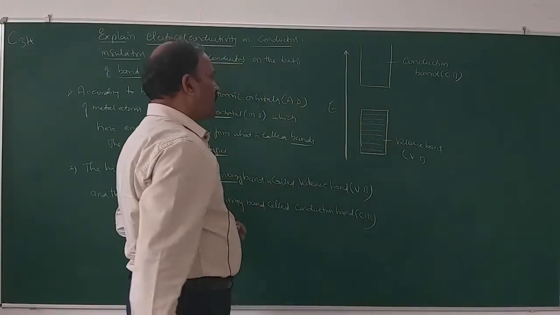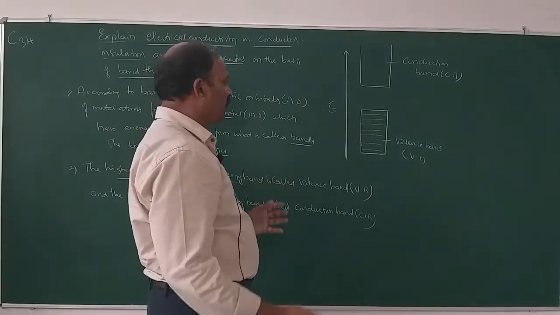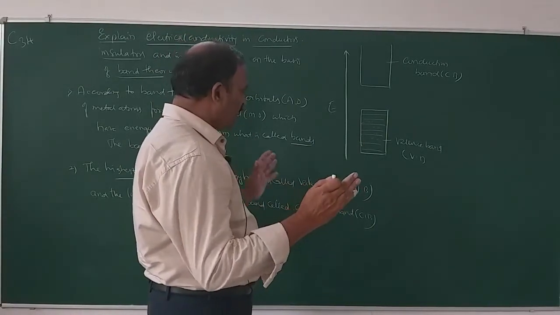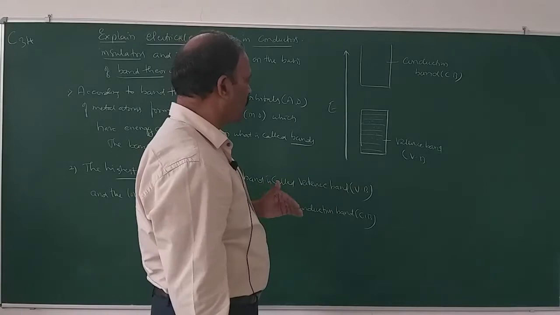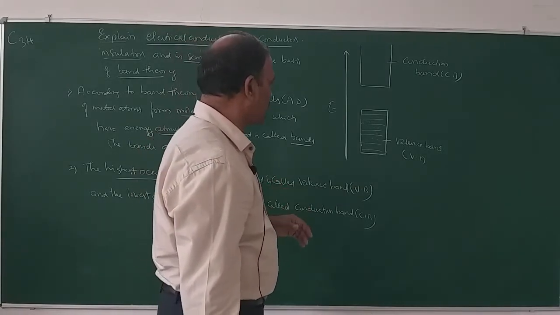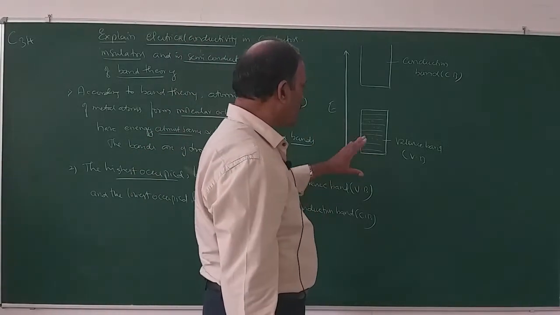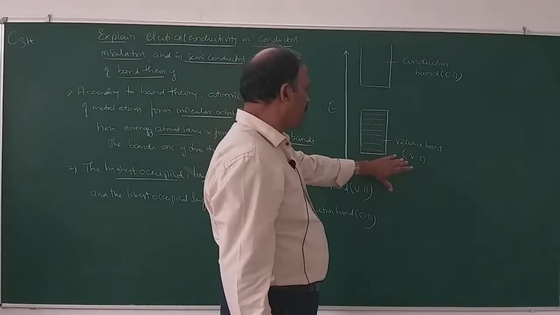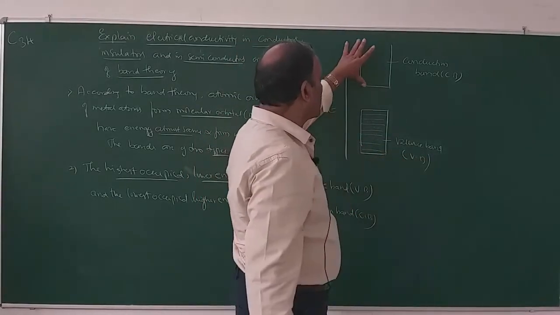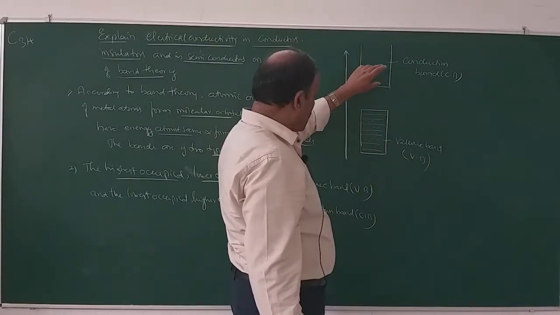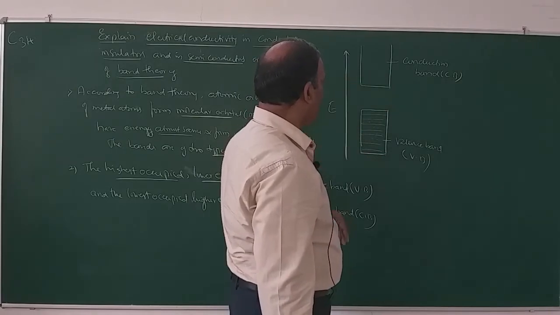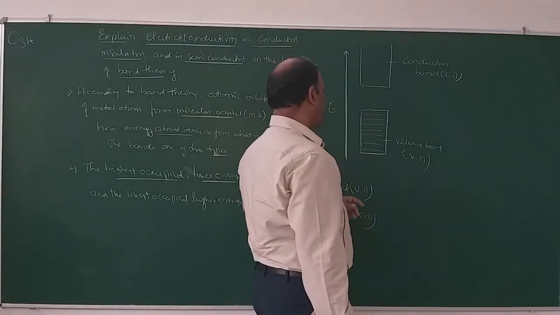So atomic orbitals combine to form molecular orbitals whose energy is very close, therefore they form what are called bands. There are two types of bands. The lower energy band, which is highly occupied, is called valence band. The higher energy band, which is occupied the least, where the density is less, is called conduction band.